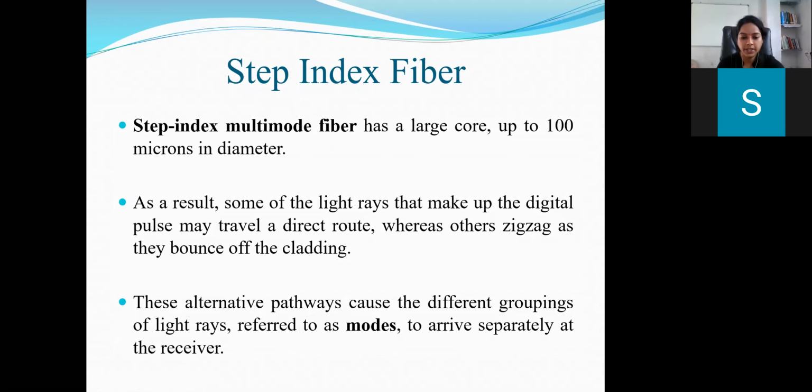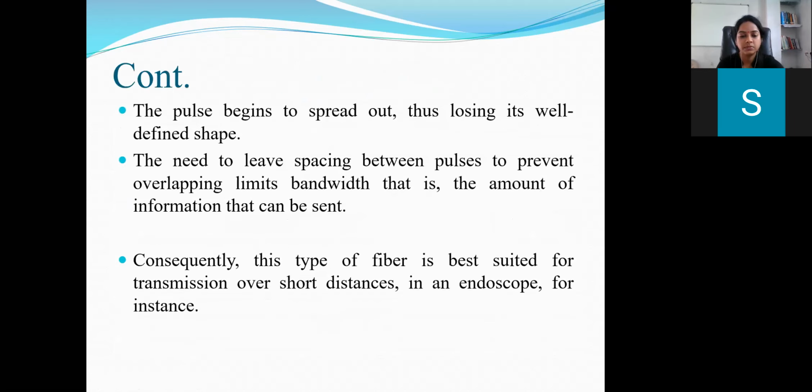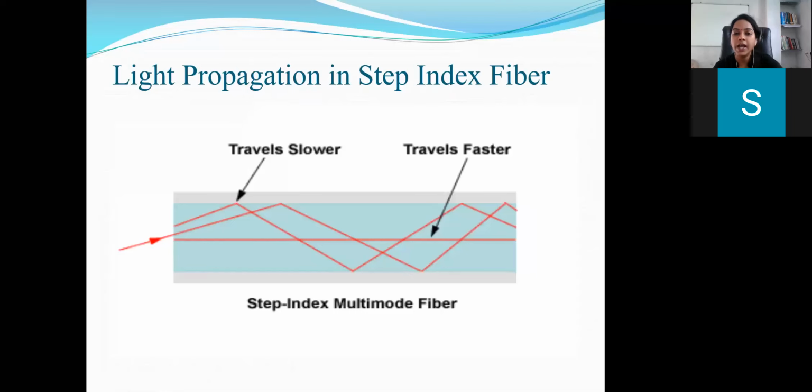Okay, the same thing is repeated over here. This is how the light propagates in step index fiber.